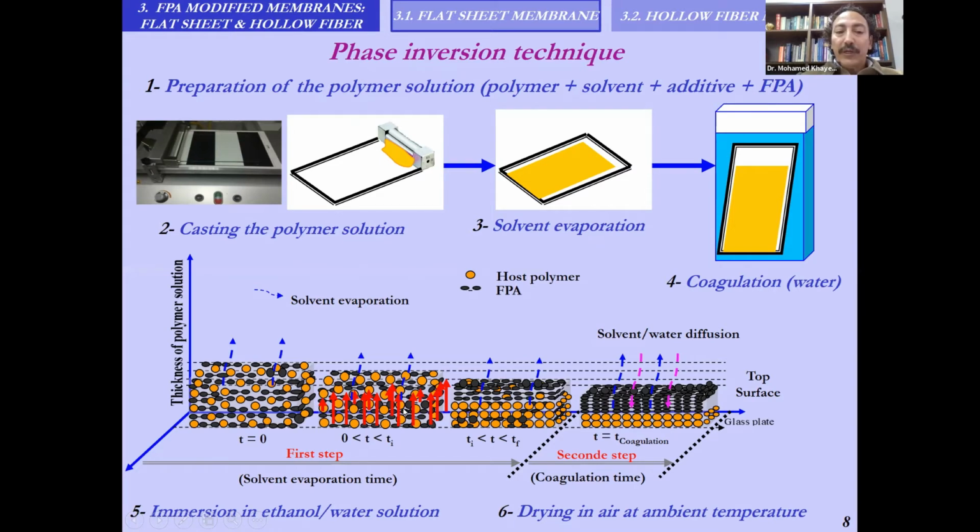During solvent evaporation, this FPA migrates to the surface of the polymer-air interface, changing its characteristics because of its lower surface free energy compared to that of the host hydrophilic polymer. Then we coagulate the membrane, immersing it in an ethanol-water solution in order to preserve the formation of the pores, and finally we dry it in air at ambient temperature.